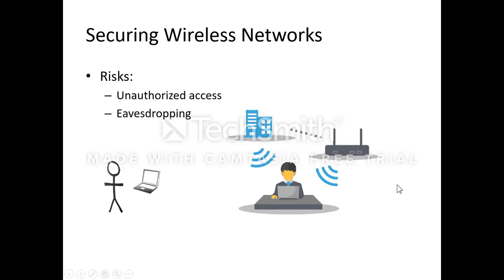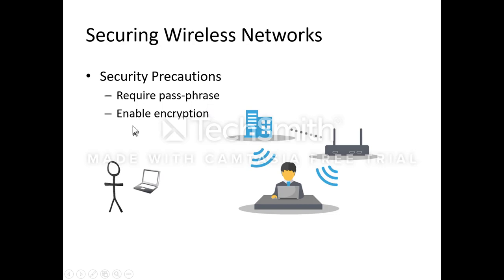So I select the wireless access point that I want to connect to, and now I am connected to that wireless network. Risks associated with wireless networking include people connecting to your wireless router, meaning unauthorized access, or eavesdropping where other people are listening to your conversation. So what you can do to mitigate those problems is to require a passphrase, which is just another word for a password, and to enable encryption.